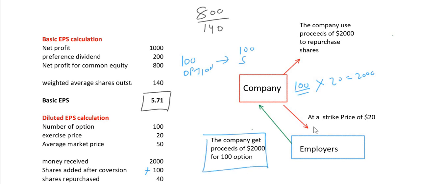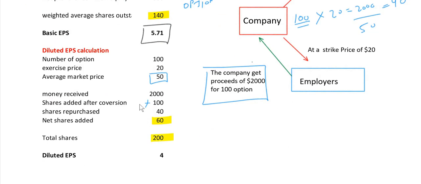The company will use this amount to repurchase some shares at the market price, which is given in the question as 50. The number of shares the company will repurchase will be 40. So 100 shares were added due to ESOP and 40 were repurchased using the proceeds the company received from the employees. So 60 will be the new shares added. So my total shares added will be 140 plus an additional 60.